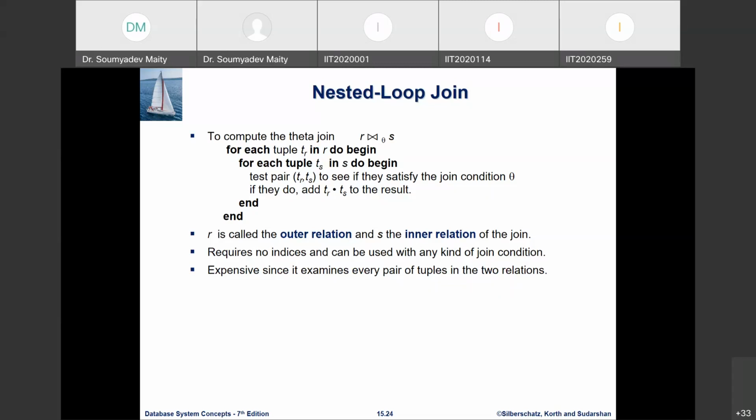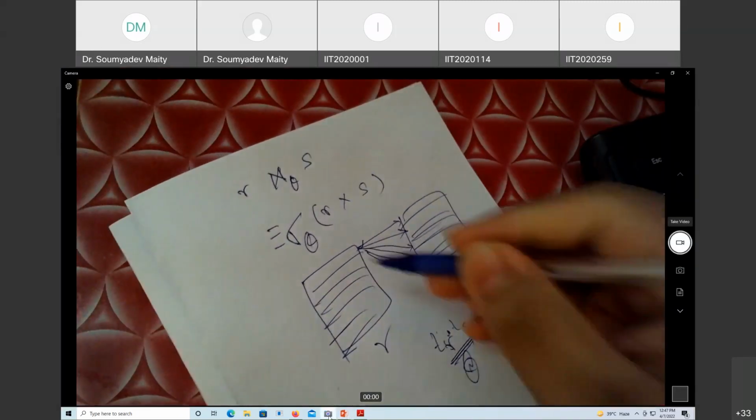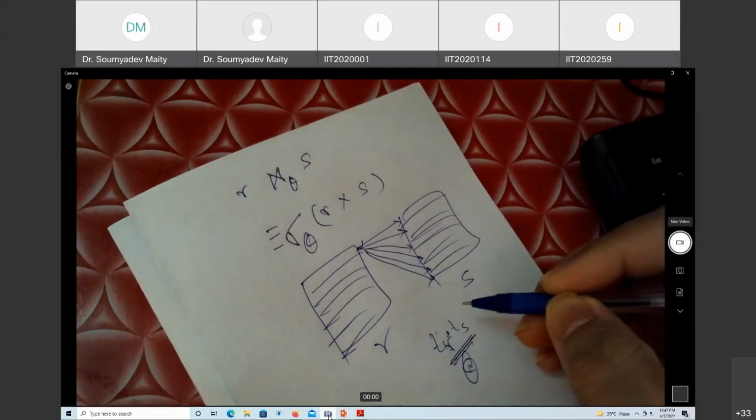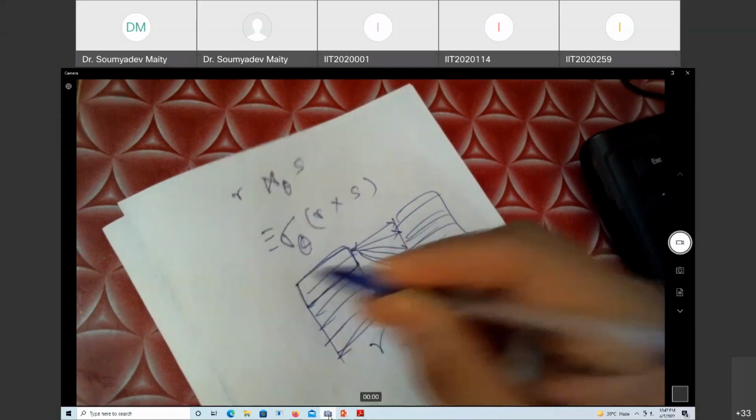You have to again replace the last block of S by the first block of S. Why? Because then you need to concatenate the second tuple of R with the first block of S. What I'm saying is, how can you perform this thing? So you have one block available. So suppose this is the first block of R that you have kept in memory.